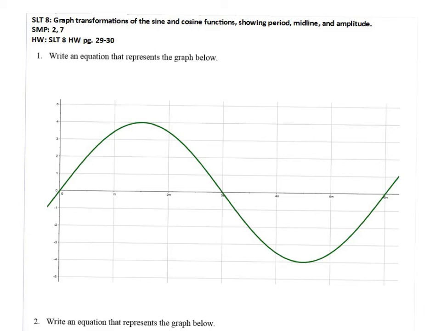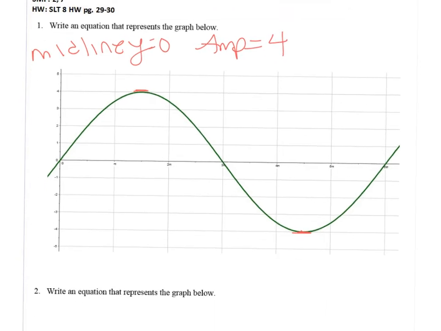Now we're going to go the other way. Given a graph, we're going to write one sine function and one cosine function. Looking at number 1, for the amplitude, I can see our maximums here at 4 and our minimums at -4, meaning the midline is at y equals 0. Sorry, that's a little messy. The amplitude is 4. And now we have to pick sine and cosine graph function.